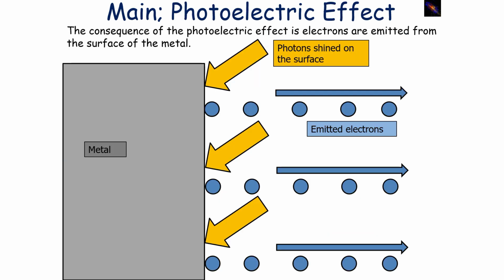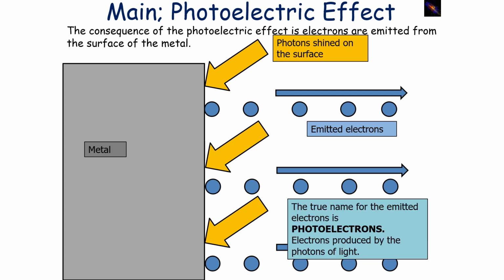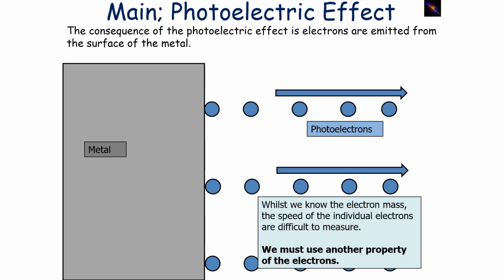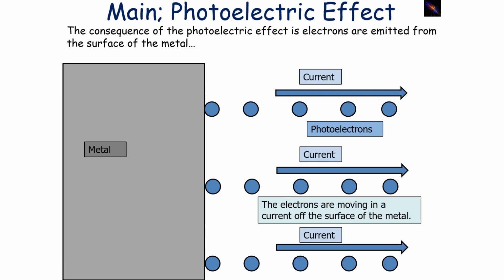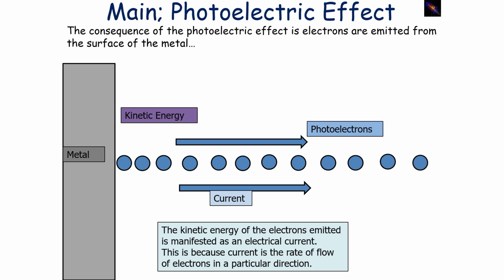Now a consequence of the photoelectric effect is that electrons are emitted from the surface of a metal. The true name for the emitted electrons is photoelectrons, electrons produced by photons of light. Now we can measure their kinetic energy by looking at another property of electrons, which is not their mass or their velocity. What we can do is look at the idea that the electrons are moving in a current off the surface of the metal. Now the kinetic energy of the electrons emitted is manifested as an electrical current.